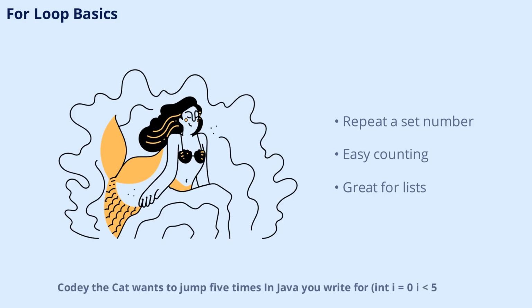In Java, you write: for (int i = 0; i < 5; i++) { jump }. The loop starts at 0, jumps, adds 1, and repeats until it reaches 5. It's like counting on your fingers, easy and reliable. Let's watch Cody jump 5 times in a row.